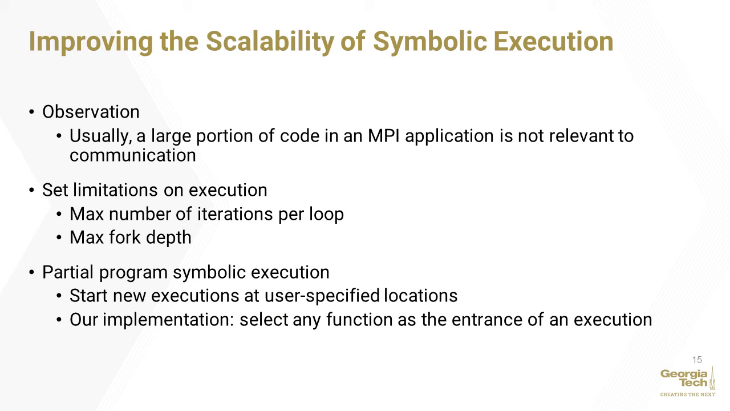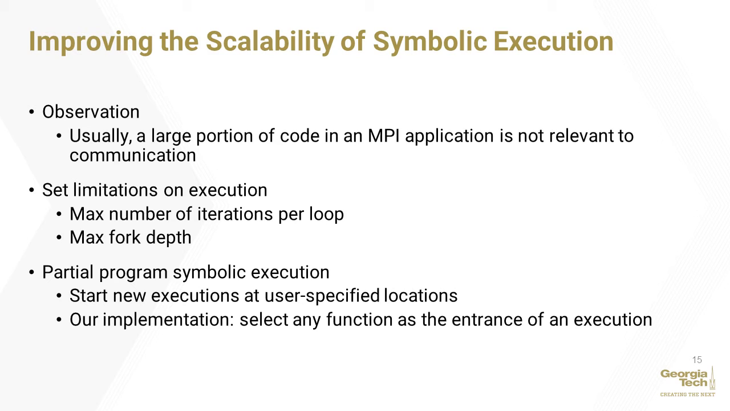Now we discuss how we try to improve the scalability of symbolic execution for debugging large applications. We start from an observation that usually a large portion of the code in an MPI application is not relevant to communication. This means for just debugging MPI API usage anomalies, the time spent in those lines is mostly wasted. To mitigate this problem, we set a limit to both the maximum number of iterations that can be executed for a loop, as well as the maximum depth of forks.